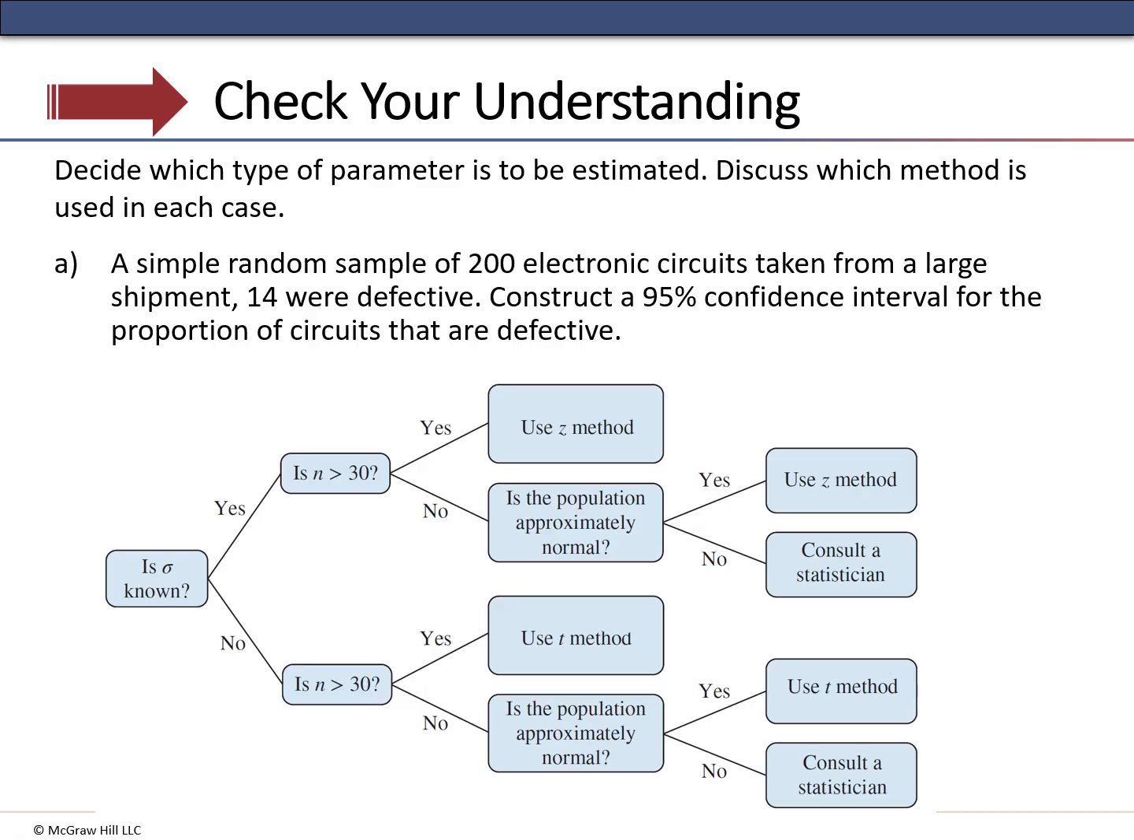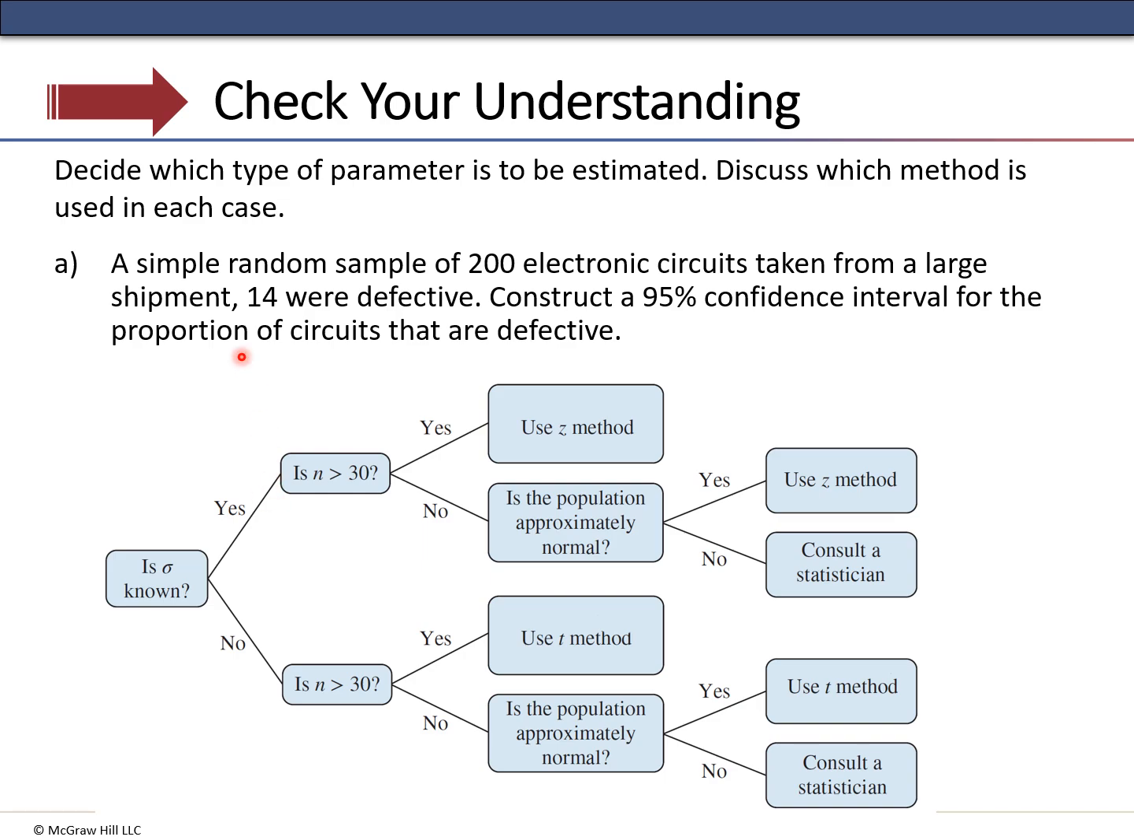Decide which type of parameter. A simple random sample of 200 electrical circuits is taken from a large shipment. 14 were defective. Construct a 95% confidence interval for the proportion of circuits that are defective. So we've got the table here, but notice what we're looking for. Remember the table. Actually, hit pause, see if you can figure this out, and then hit play again.